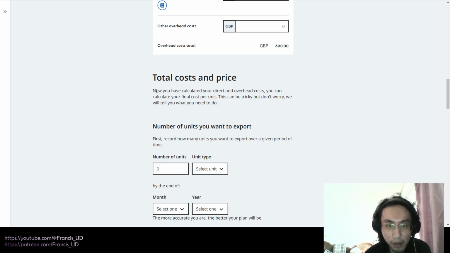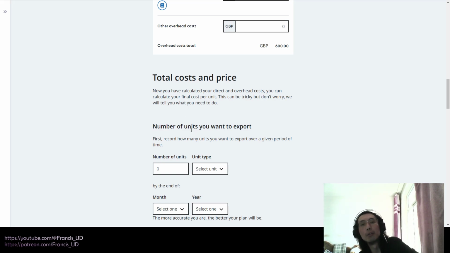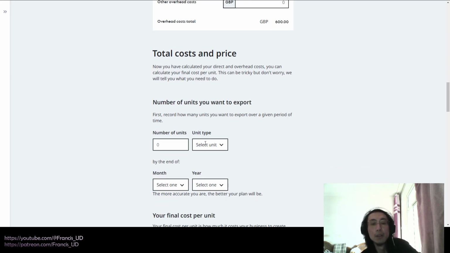Total cost and price. Now you have calculated your direct and overhead costs, you can calculate your final cost per unit. This can be tricky, but don't worry. We will tell you what you need to do. First, record how many units you want to export over a given period of time.